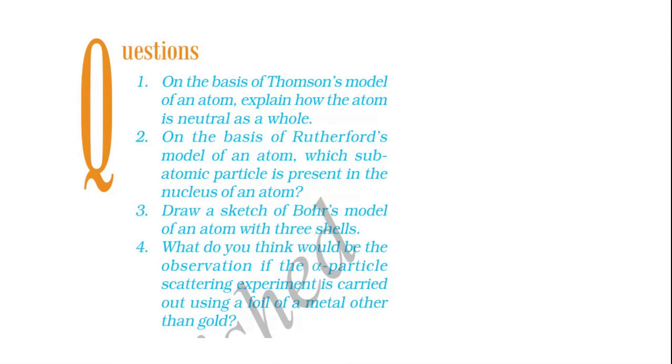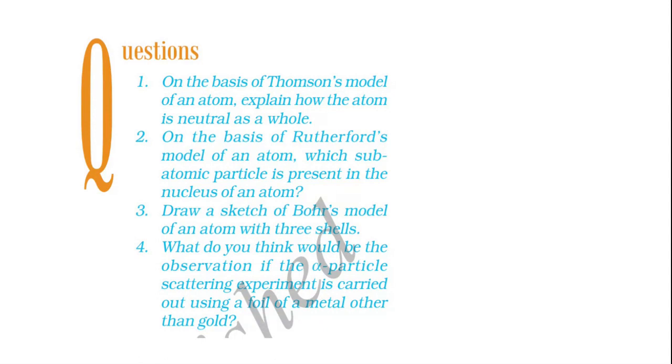Draw a sketch of Bohr's model of an atom with the 3 shells. You can all just try, and the more you practice, the easier it will be for you to remember. What do you think would be the observation if the alpha particle scattering experiment is carried out using a foil of a metal other than gold? Theoretically, there will be no change. It remains the same. Except, can we get a thin foil from other metals like iron is the question. Aluminum may not have the strength, but theoretically, yes, it should be the same.